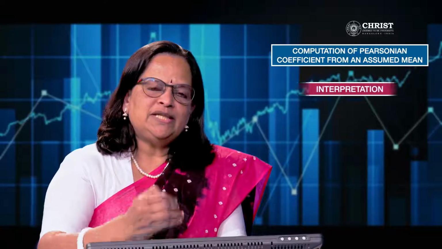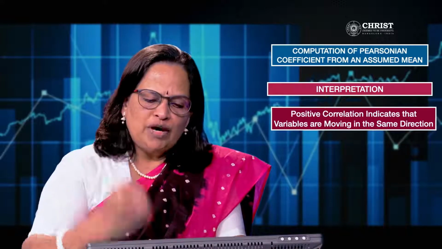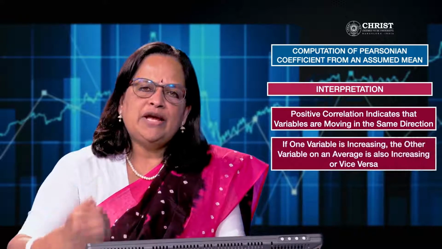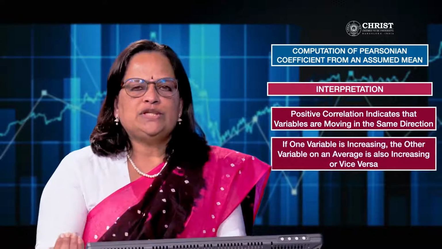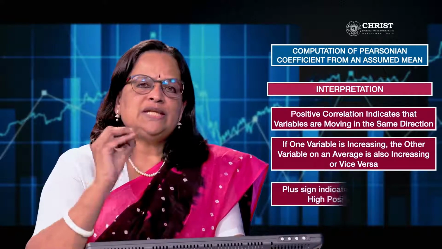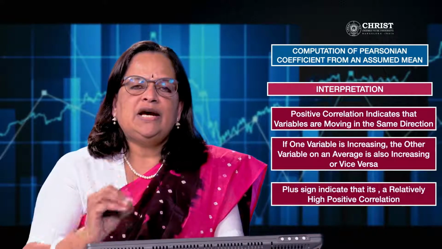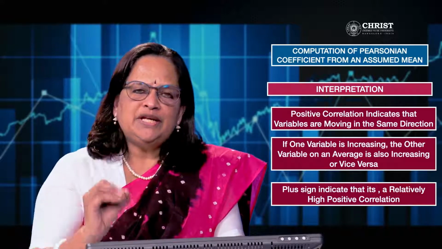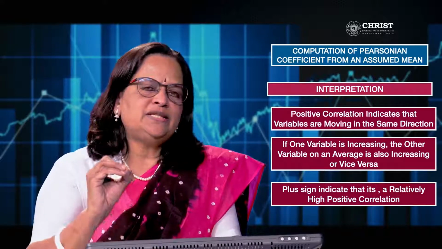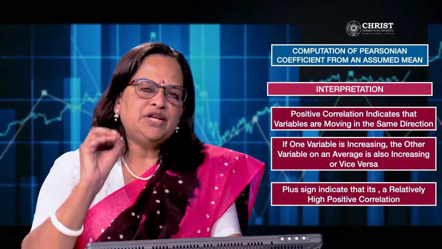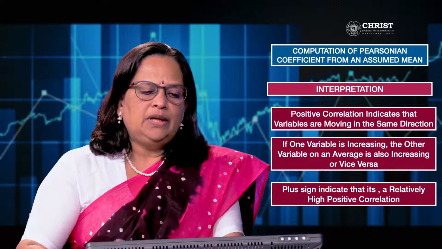If you interpret, we can see that this is positive correlation, and it's a moderately high positive correlation because it's 0.8818. Positive correlation indicates that variables are moving in the same direction. If one variable is increasing, the other variable on an average is also increasing, or vice versa. The plus sign indicates that it's a relatively high positive correlation. So interpretation is important. When you are writing the answer, always remember that you have to write the interpretation along with the answer. Now the problem 2.